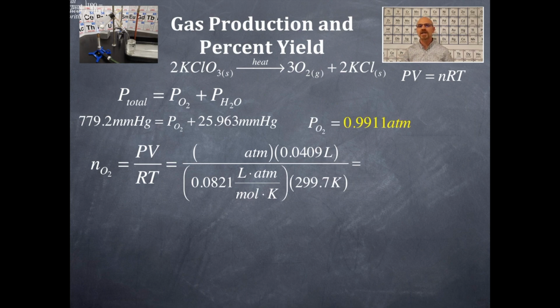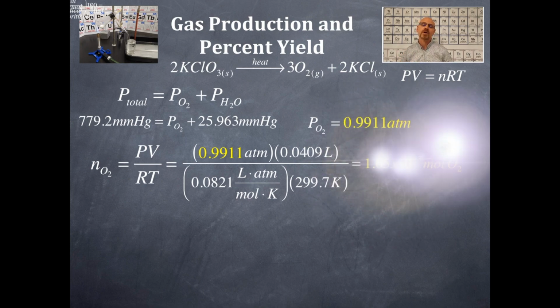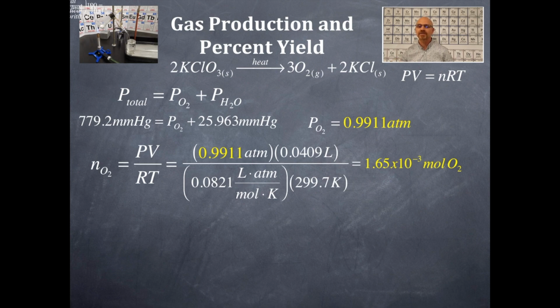That's that number right there, and then that is going to be going into the ideal gas equation right there like that. Hopefully that works out well for you. You should see that the units of atmospheres cancel out, liters cancel out, kelvins cancel out, and then you have moles in the denominator of a fraction. So that means that when you solve this, you're going to get units of moles, and that's going to be right here. So that's 1.65 times 10 to the negative 3 moles of oxygen.